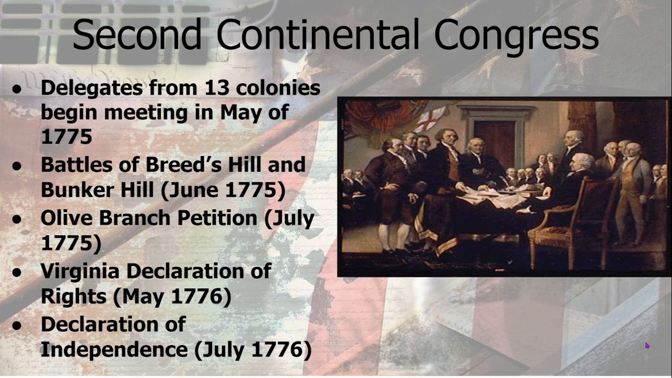He will ignore them, to which the colony of Virginia will declare its rights, many of which will then be borrowed in the Declaration of Independence on July 4th of 1776. And that is how we get the road to revolution turning into the actual American Revolution.